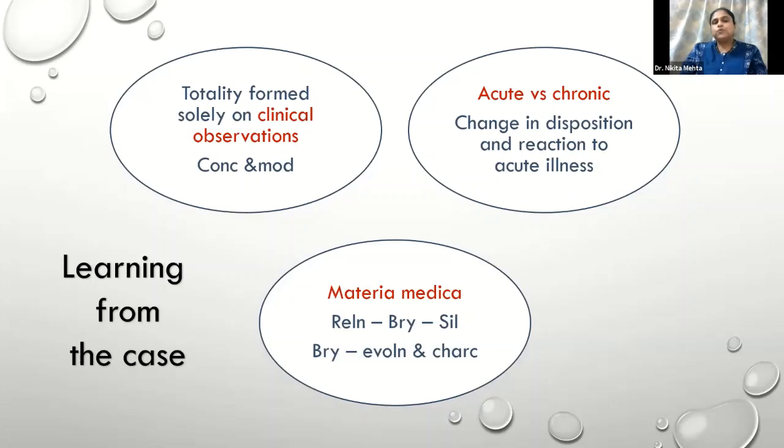Again, what do we learn from this case? Totality was formed with the help of the very characteristic concomitants and modalities which were obtained only by observing the child. Another very important learning was how the change in disposition occurs as a reaction to acute illness. A child who is very obedient and very sweet transformed into a very irritable child who was not allowing anybody to disturb him.